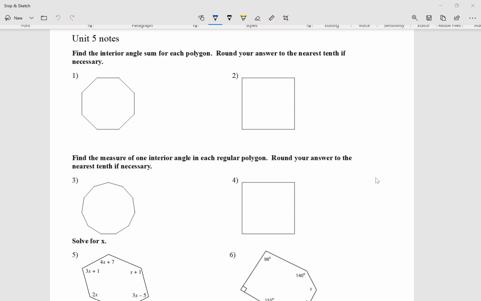And I'm going to start using the word regular. A regular polygon means all the angles on the inside and all the sides are equal. Because I'm going to deal with regular polygons.